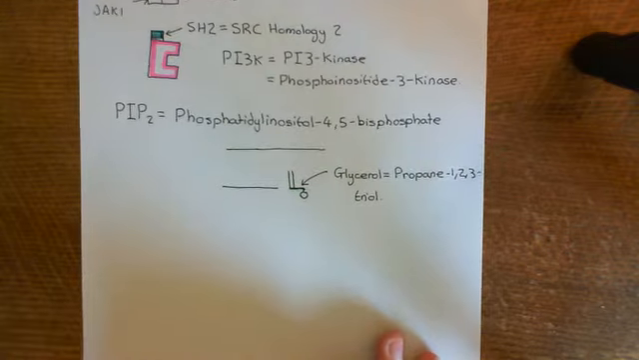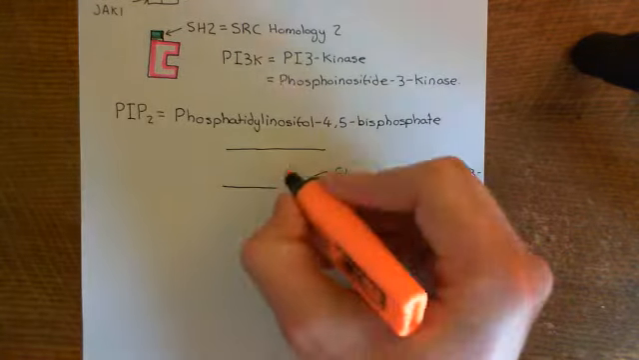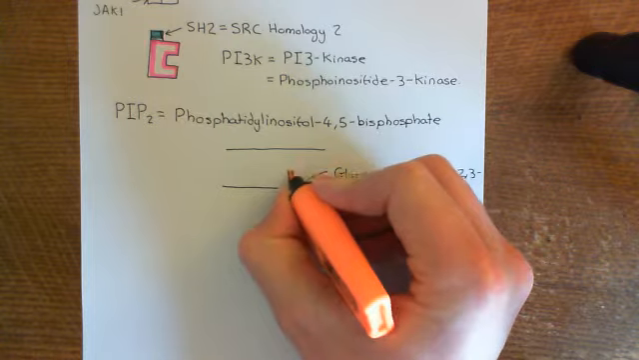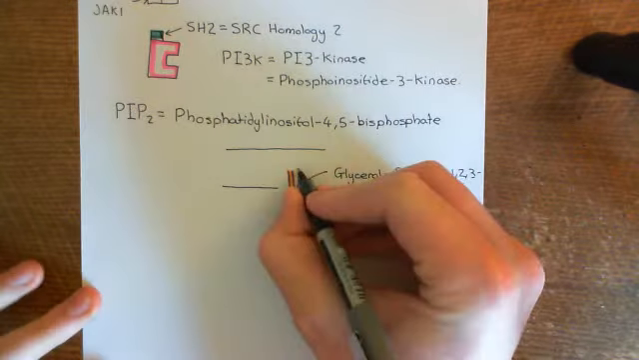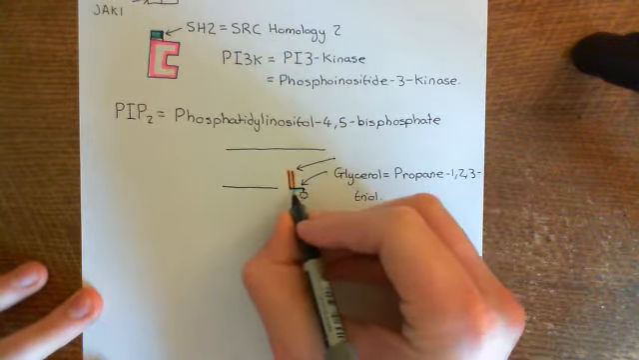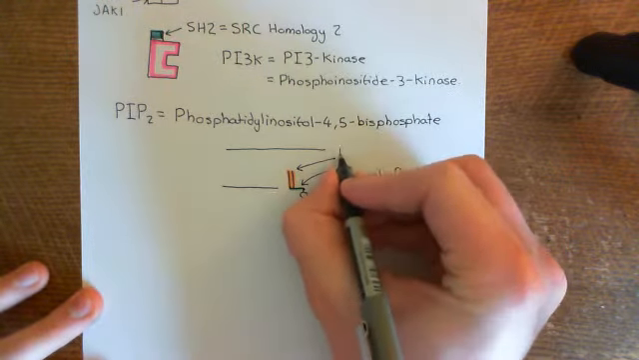Then let's look at these vertical lines here, which I'm now colouring in orange. These represent the fatty acids, which have been esterified to the first and second alcohol groups of the glycerol molecule.